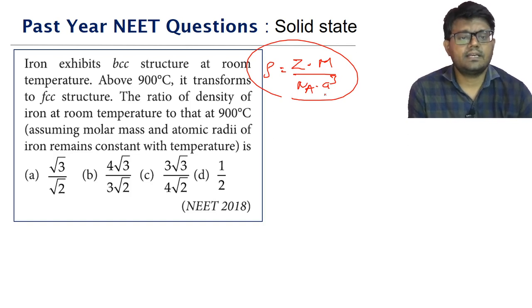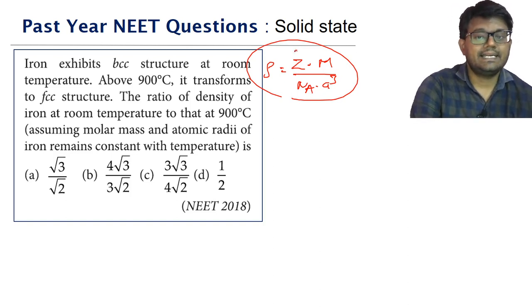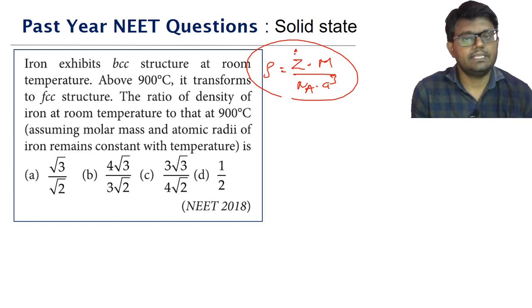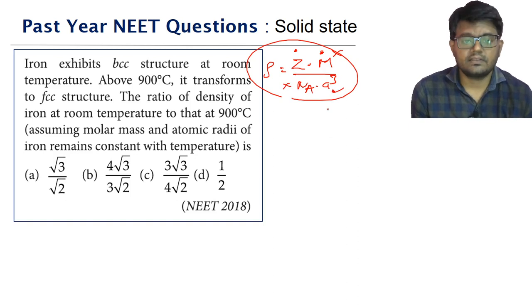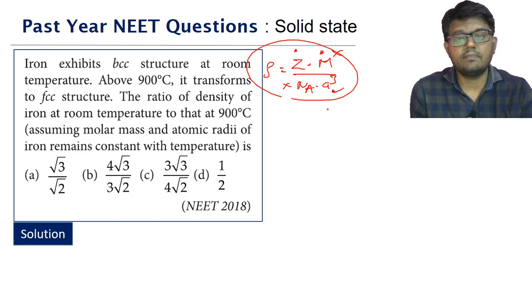Means they are saying that assume the molar mass and atomic radius of iron do not change with temperature. So what happens here? When the structure is changing from BCC to FCC, in the density formula two things will change. Because Z is what? Number of atoms per unit cell. That will be changing. The atomic mass of iron will not change and Avogadro number also will not change. But what will be the other thing that will change? A will change. A is what? Edge length. So whenever we have a metallic lattice, we have a relation between the radius of the metal atoms and the edge length.